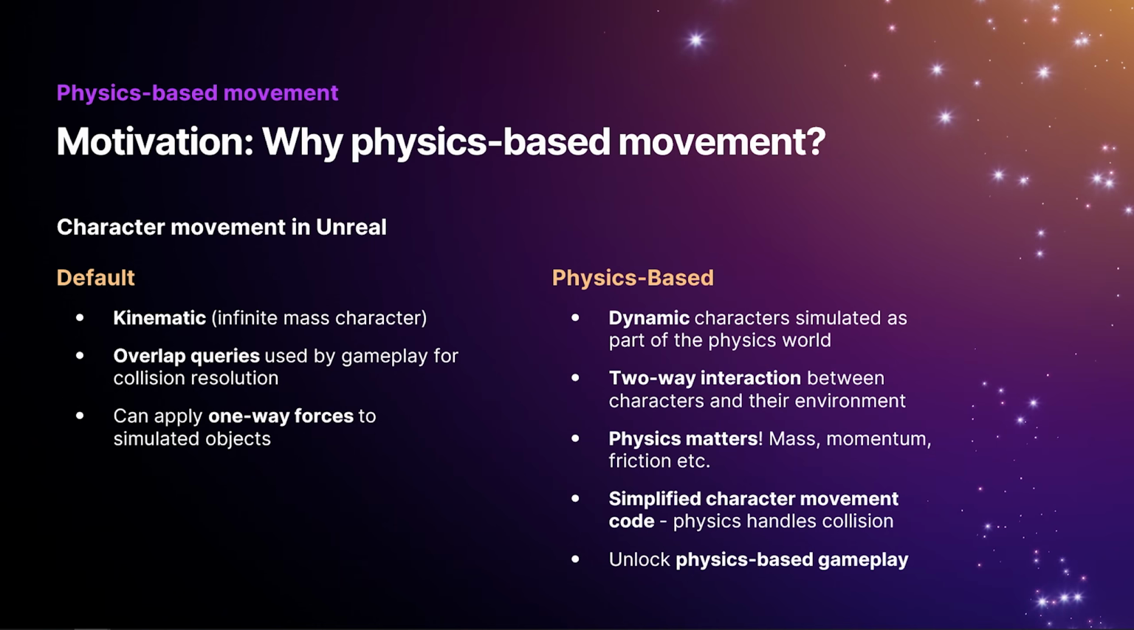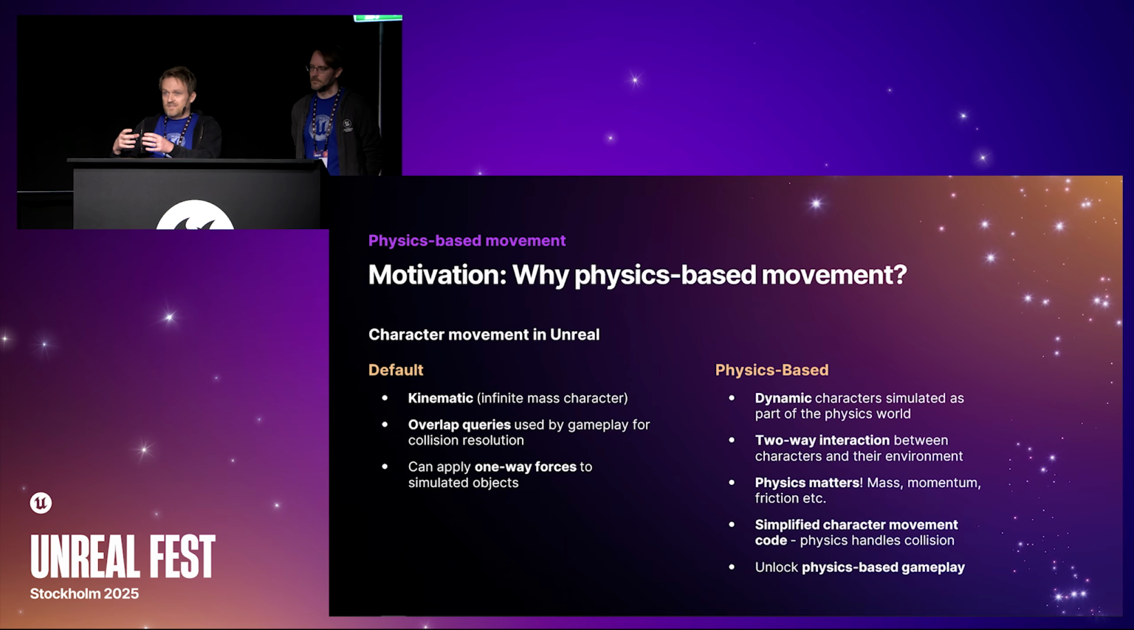So I'll start by describing a little bit about how the current default character works in Unreal. So the current default character is a kinematic infinite mass character, which is moved around via gameplay code. So you have a kinematic capsule, and then you use gameplay code to move it to where you want to go. It does collision via queries, overlap queries. So you decide where you want to go, you move it, you check for overlaps, you see if you're overlapping something, and then you use your movement code to pull it back and then potentially move again for the rest of the time step. And you can get some physics interactions this way.